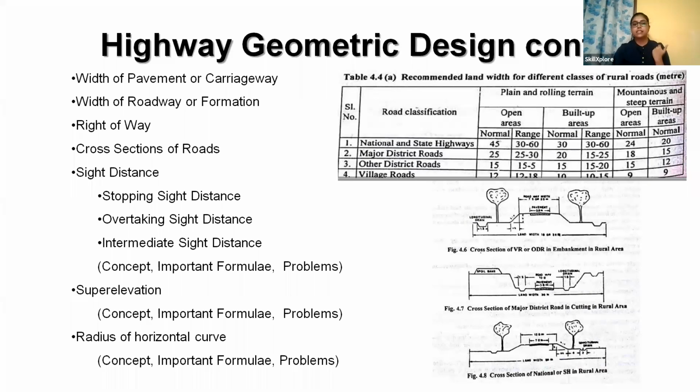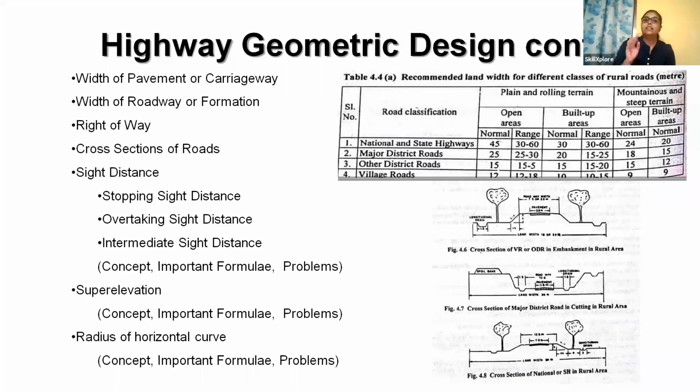Next important portion is super elevation. So what is known as super elevation? You are traveling on a road, and you are seeing a horizontal curve there. And while you are traversing that horizontal curve, the centrifugal action will be there, no? So due to the centrifugal force, there are chances that the vehicle may overturn. That is, the vehicle may topple due to the effect of the centrifugal action.